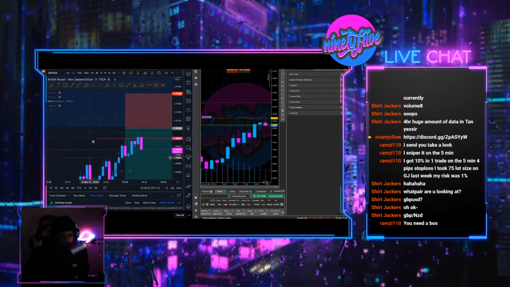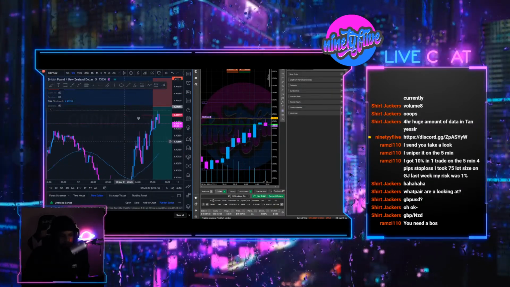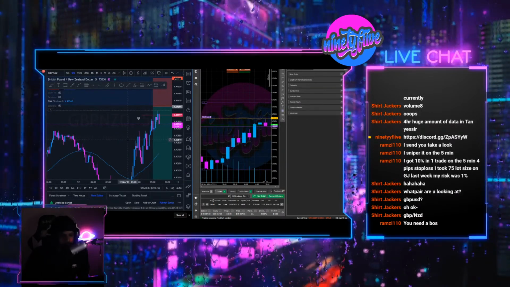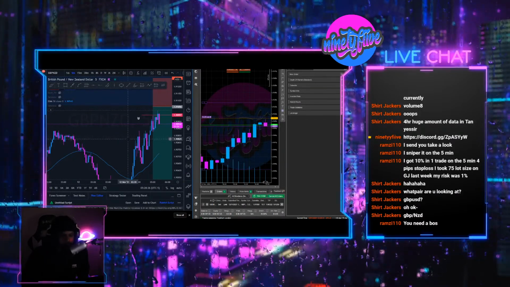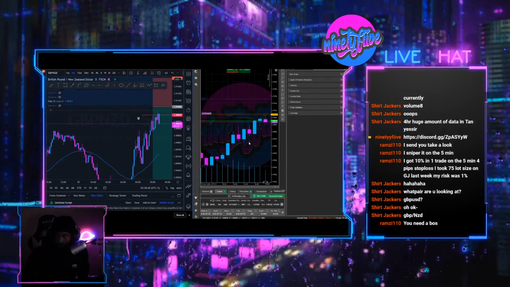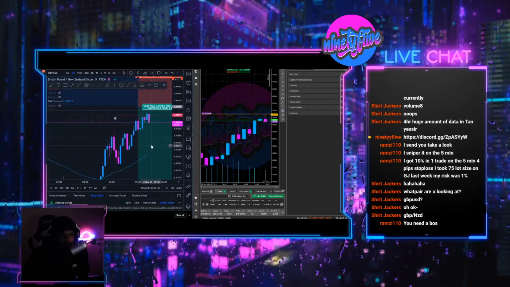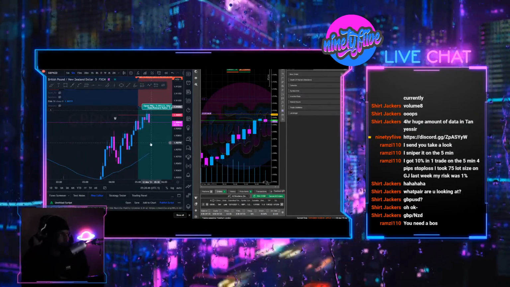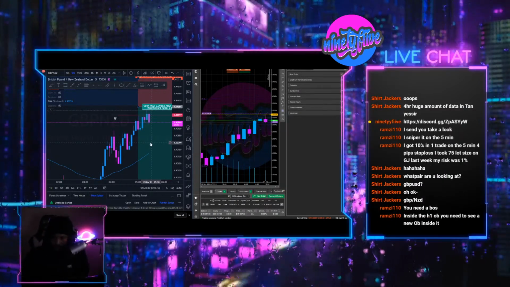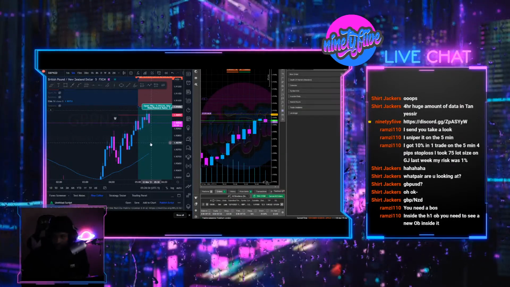I think when I move over. Waiting for this thing to play out. Well, usually you said inside the H1 order block, you need to see a new order block inside it.